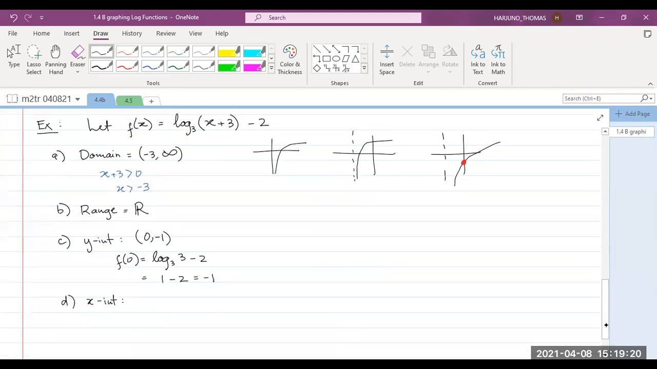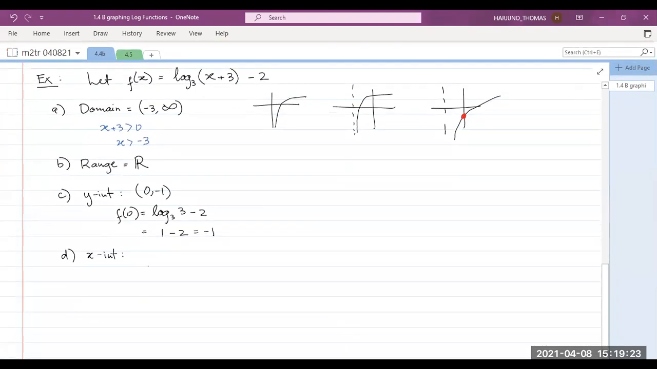To find the x-intercept, you set y equals 0. So 0 equals log base 3 of x plus 3, minus 2. 2 equals log base 3 of x plus 3. And then I change it into exponential form: 3 squared is x plus 3. Right? I change from log to exponential form. So 9 equals x plus 3, 6 equals x. So the x-intercept will be (6, 0).